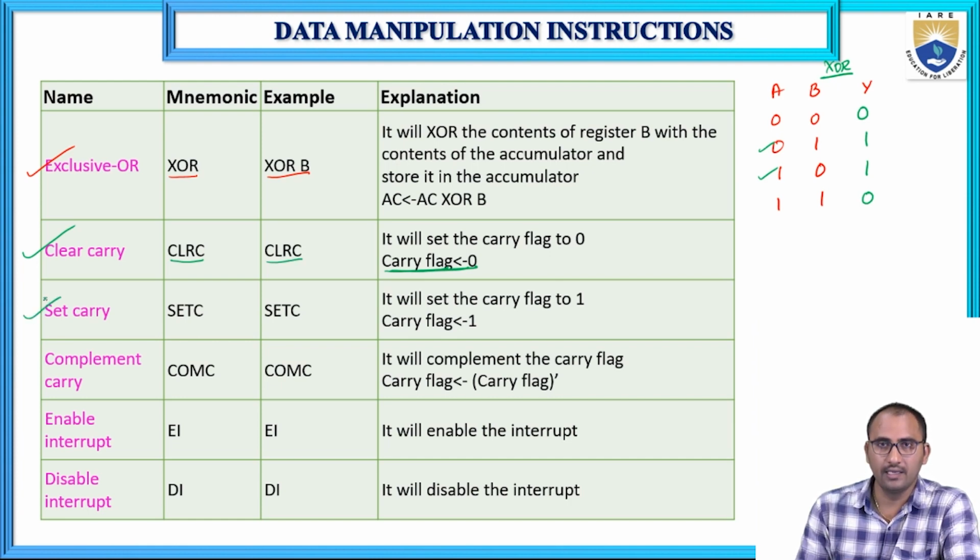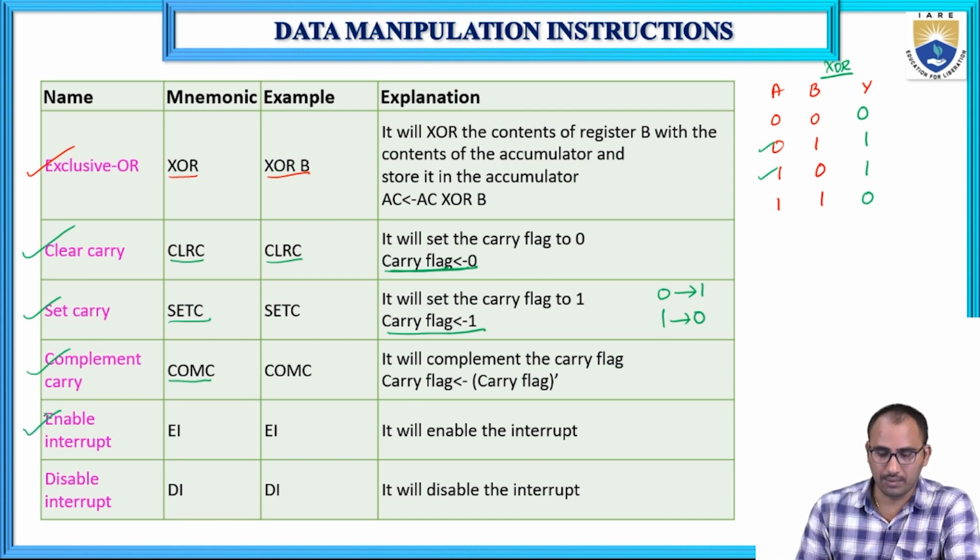Next, set carry. Set carry means we are loading 1 into the carry flag. The mnemonic is STC. Next, complement carry. The mnemonic is CMC. Complement means, as we already know, 0 will become 1 and 1 becomes 0.